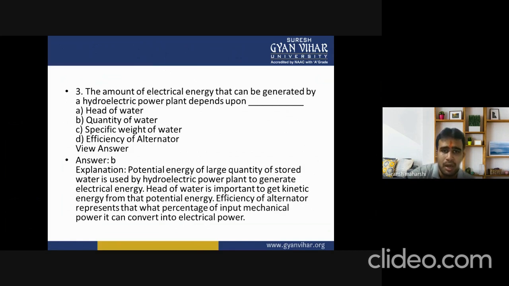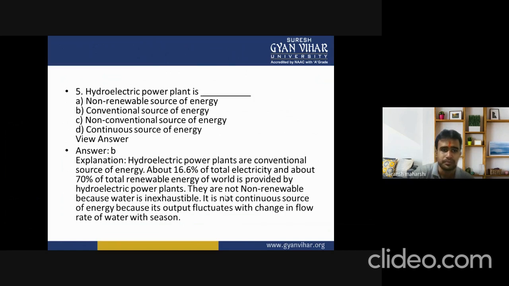Number third, the amount of electrical energy that can be generated by a hydroelectric power plant depends on option A head of water, option B quantity of water, option C specific weight of water, or option D efficiency of alternator. So the correct answer is option B, quantity of water. Potential energy of a large quantity of stored water is used by the hydroelectric power plant to generate electrical energy. Head of water is important to get kinetic energy from that potential energy. Efficiency of alternator represents what percentage of input mechanical power it can convert into electrical power.